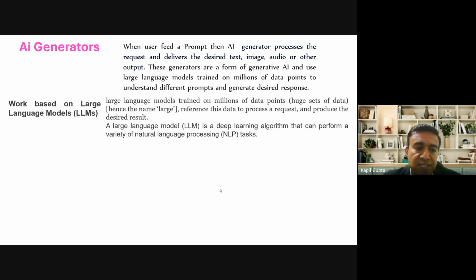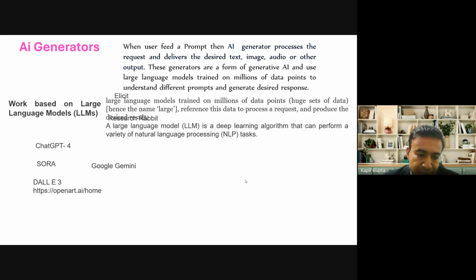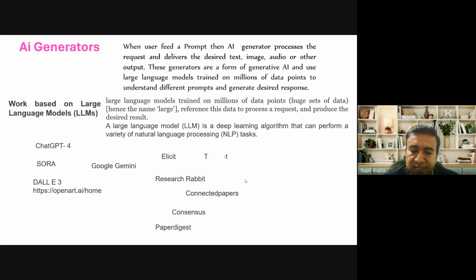There are lots of AI generators. As I said, they work based on large language models. We are not going deeper into these large language models, which type of supervised learning and these things. But ChatGPT, Sora, DALL-E, Google Gemini, AICTE, Research Rabbit, Connected Papers. Lots of AI generators are there for different tasks. Paper Digest, Consensus, Typeset, Quillbot, Grammarly, Pexels, Freepik, Designer, InVideo, ZeroGPT, and many others.